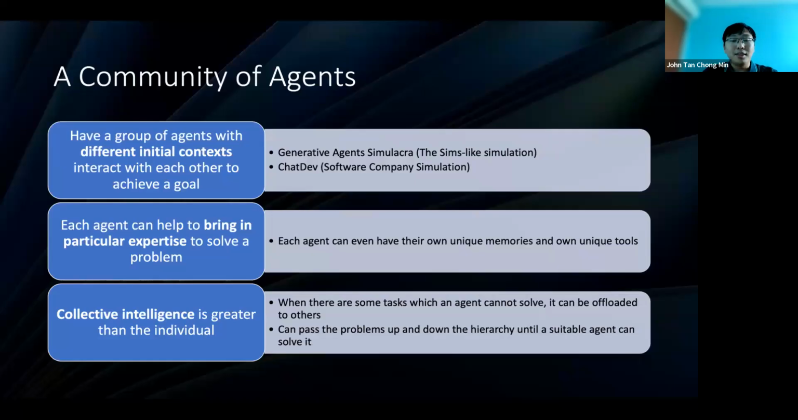Okay, so next we talk about the community of agents. We have this community of agents that I talked about earlier. Each of them has a different initial context and interacts with one another to achieve a goal. Like generative agents, the Sims, they talk in a Sims-like environment and interact with one another. One wants to do a Valentine's Day party, and then it spreads around to everyone.